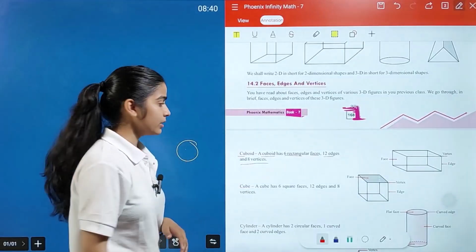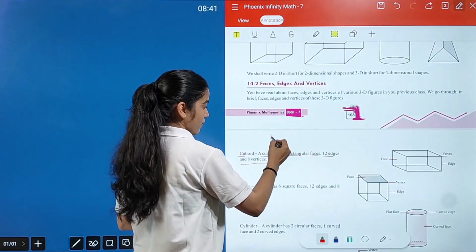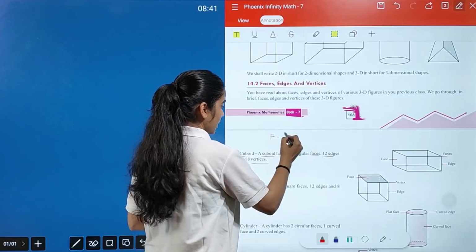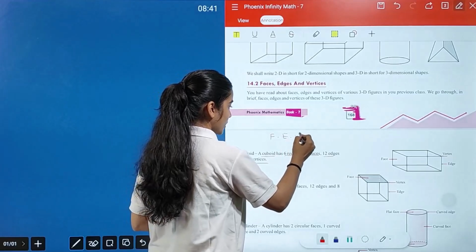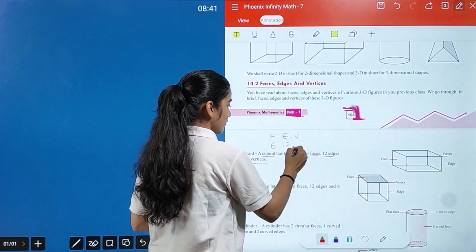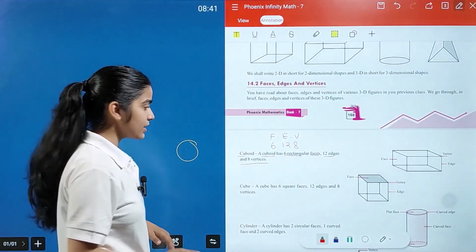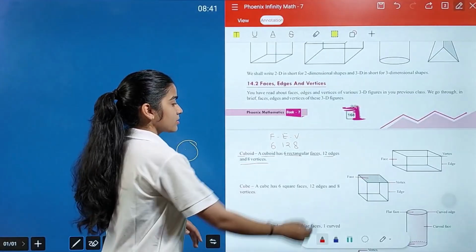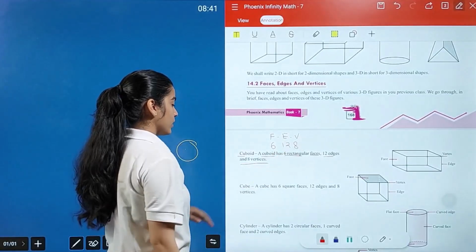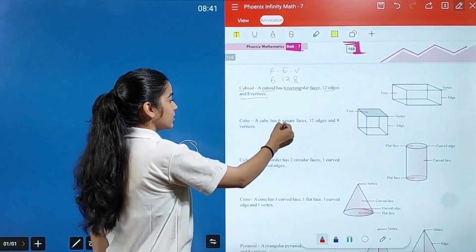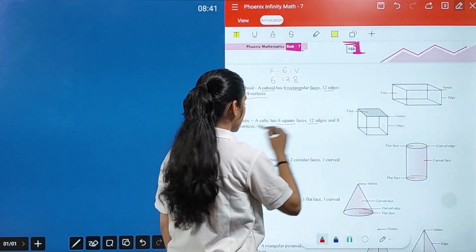So how can you learn? First of all, we discuss like this: face, then edge and then vertex. 6, 12 and 8. So these are the numbers we have in a cuboid: 6 rectangular faces, 12 edges and 8 vertices. Same we have in a cube: 6 square faces, 12 edges and 8 vertices.